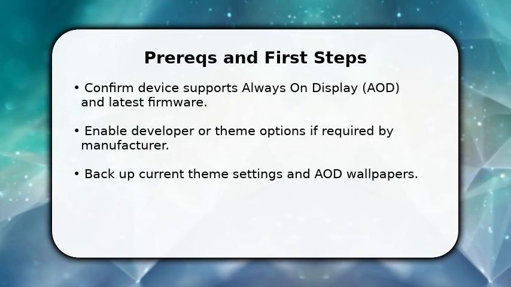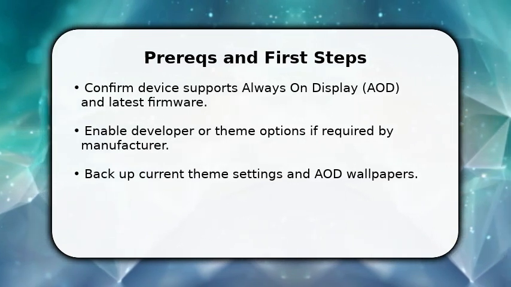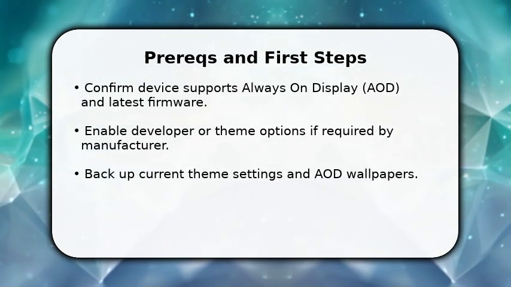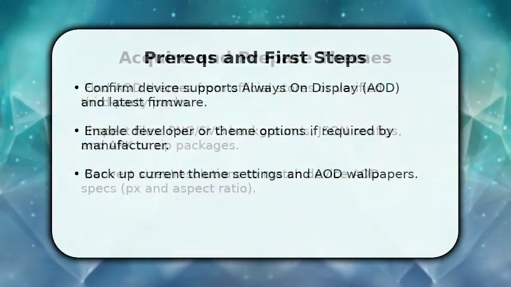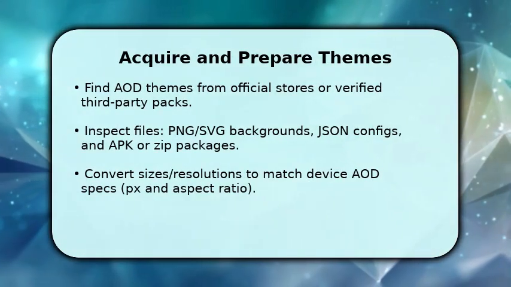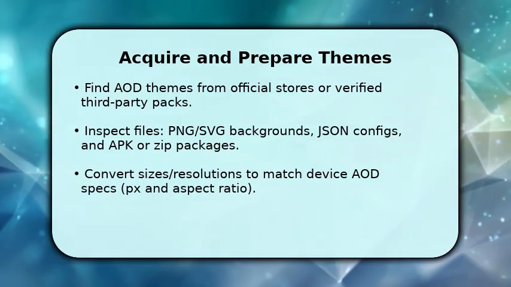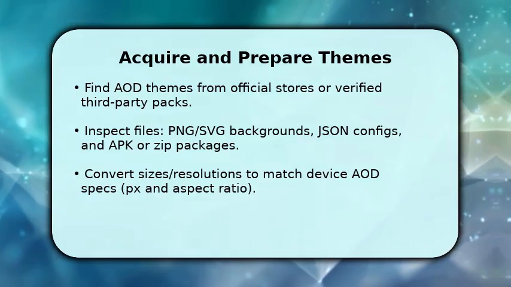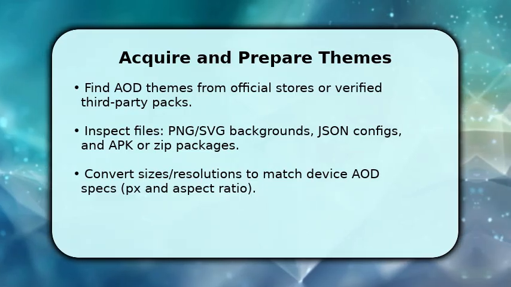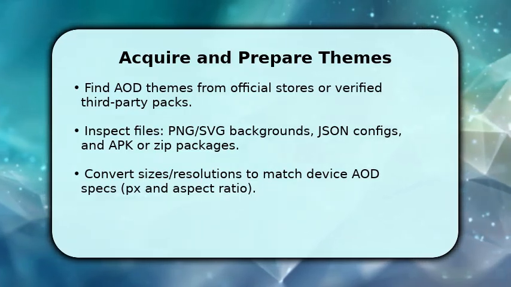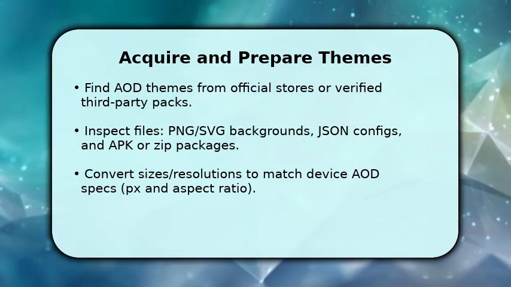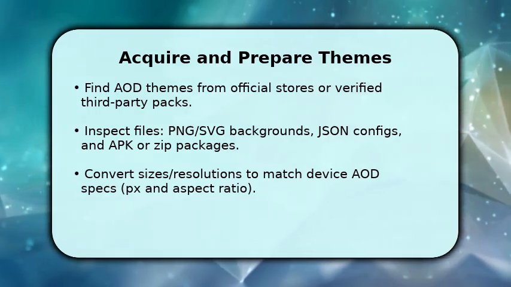Now proceed to the next phase, where you find and prepare the theme files for installation. Next, locate reputable sources. Official theme stores first, then trusted third-party packs if you need variety. Download theme packages and inspect contents. Look for PNG or SVG backgrounds, JSON config files, and an APK or ZIP that contains the AOD assets.